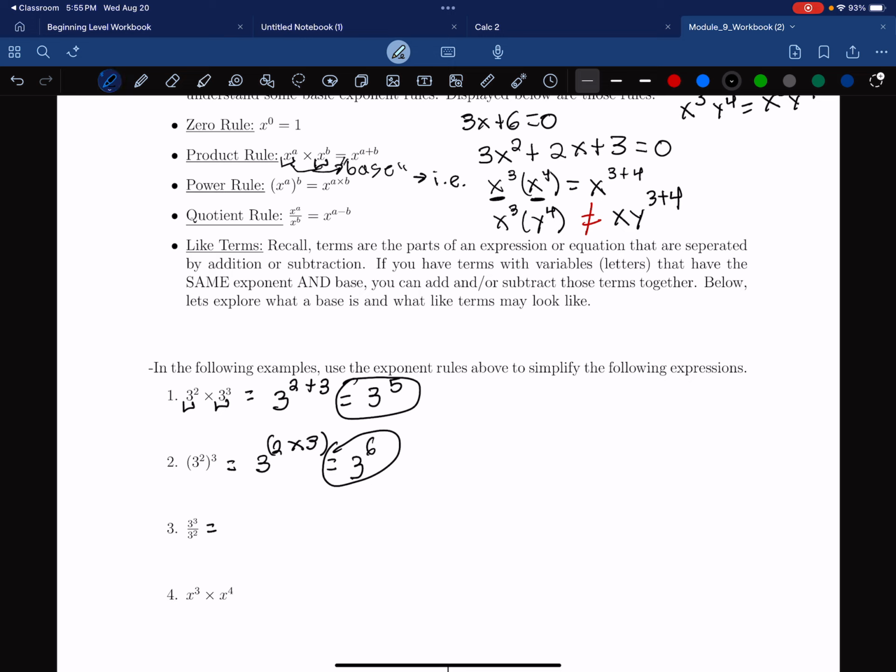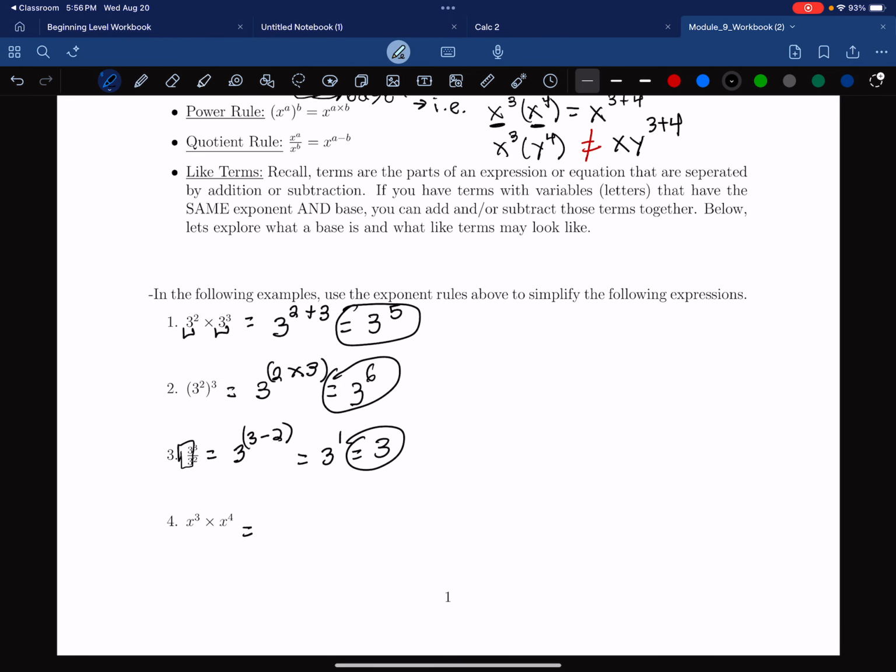Looking at example 3, we have 3 cubed divided by 3 squared. Since we have the same base, since our 3's are the same, we can just say 3, and then using this quotient rule here, we're going to subtract our exponents. So we're going to have 3 raised to the 3rd power minus 2. So this is going to become 3 to the 1st power, which is just 3.